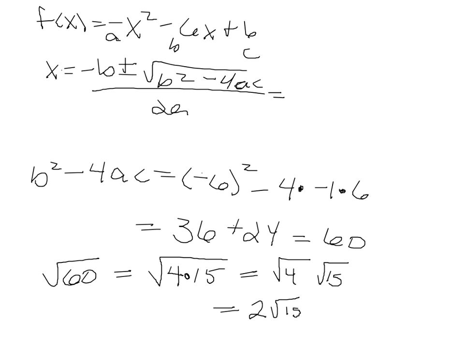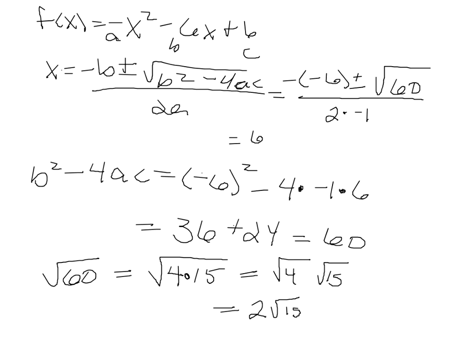Okay, so I come back up here and I get minus b, that's minus a minus 6, plus or minus the square root of b squared minus 4ac, which is 60, all over 2 times a. So I get 6 plus or minus, now we simplified down here, the square root of 60, so that's 2 square root of 15 over minus 2. And then I have to go to the next page.